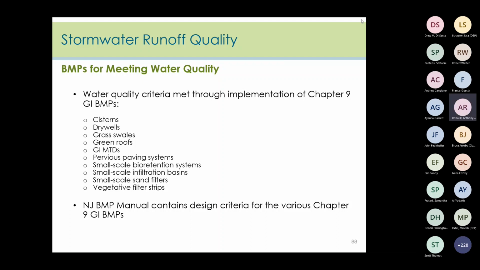So here's a list of the various Chapter 9 BMPs that can provide stormwater quality treatment. These BMPs are considered green infrastructure, which is required to be used to meet the stormwater quality control standard. Note that Chapter 10 and 11 BMPs, which are not listed here, would only be eligible to meet the stormwater quality requirement if a waiver or variance, again from N.J.A.C. 7:8-5.3, was granted. The BMP manual is designed to help the reviewer identify the design criteria that must be met for a proposed BMP to merit the approved TSS removal rate.